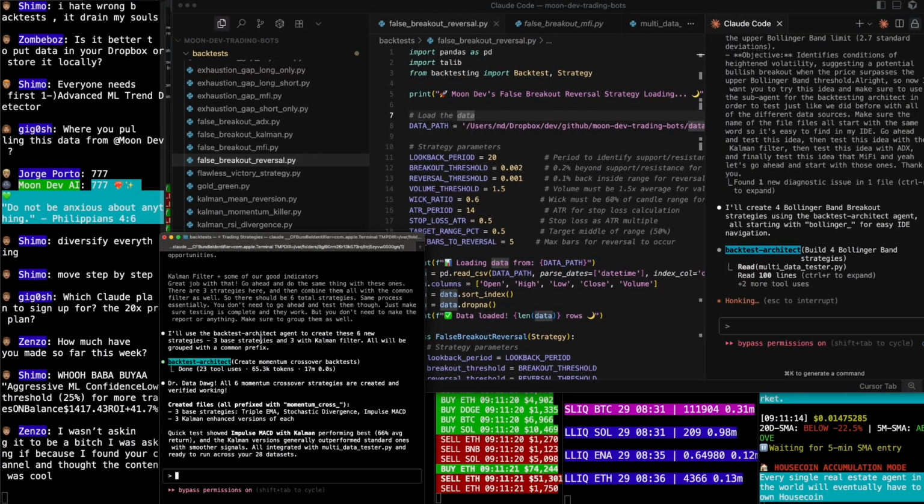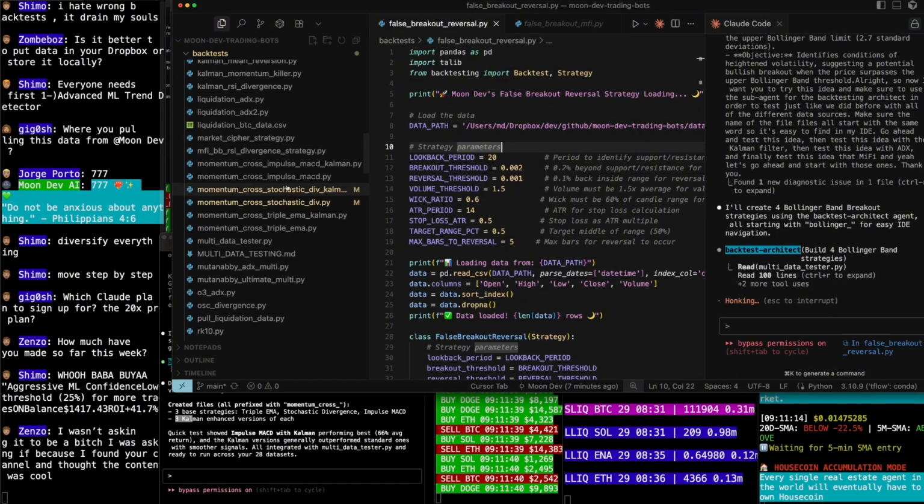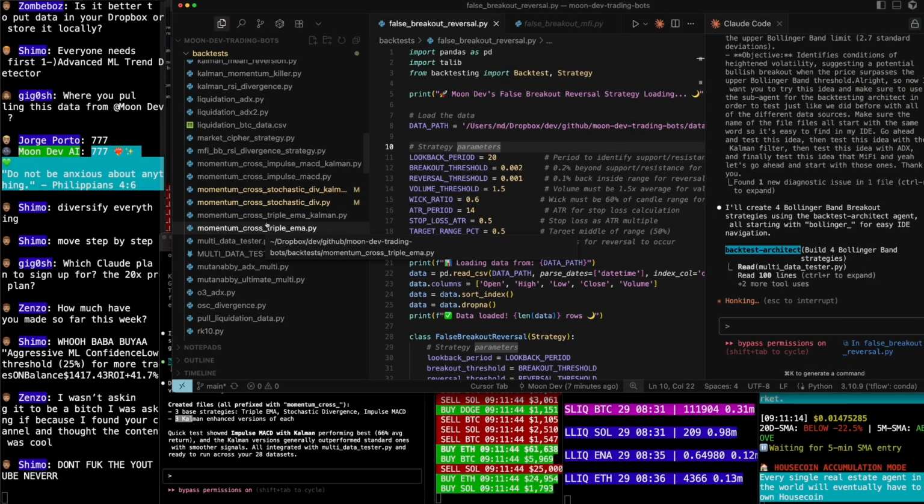Okay, so you can see I've got two Claude Code backtest architects here. These are sub agents. They're both rolling here. This one created all 6 momentum crossover strategies, created 3 files, all prefixed, 3 base strategies and 3 Kalman strategies. So we have 6 new strategies to go through. You can see momentum, momentum, momentum.